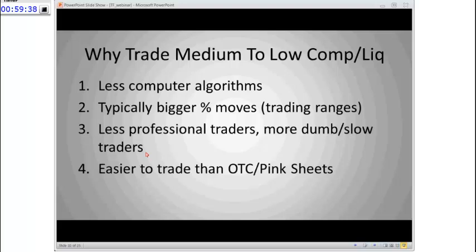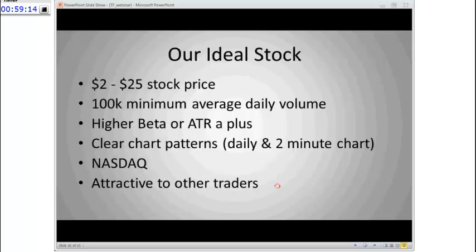So, and then I think it's also easier to trade than over-the-counter or pink sheet stocks. If you've ever tried to trade penny stocks, there's limitations like finding shares to short if you want to actually short. You can also get stuck in trades, big spreads. There's a plethora of problems that come with that. So this is kind of my ideal stock for this particular strategy.